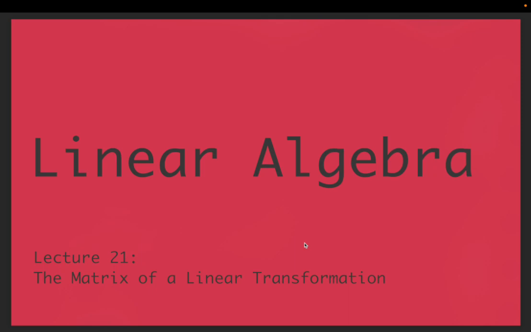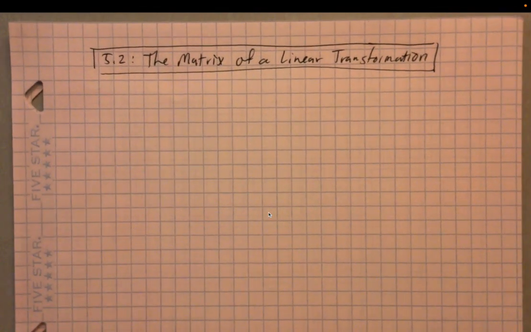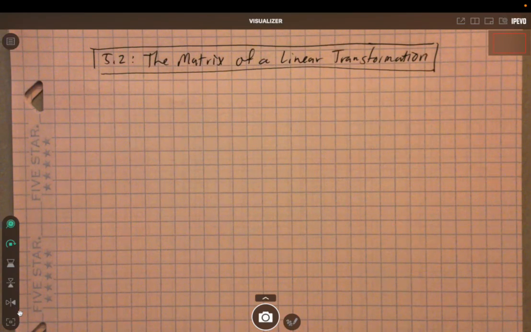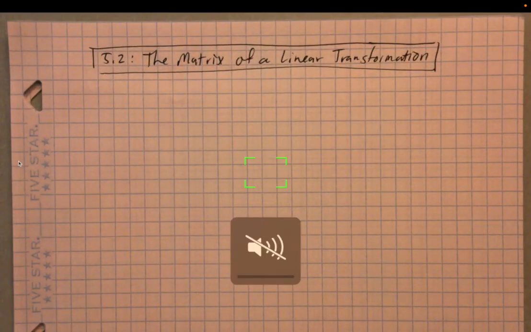And in this section we're going to talk about linear transformations some more. In particular, we're going to talk about how linear transformations can be encoded as a matrix. Okay, so let's go ahead and jump into it. We'll call this section 5.2, the matrix of a linear transformation.